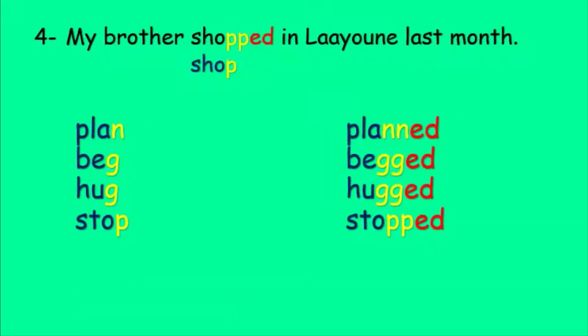Number 4, my brother shopped in Lyon last month. The verb is shop. To make the past, we double the P and add ed. Why do we double the P? Or why do we double the last consonant? Because the verb is one syllable.